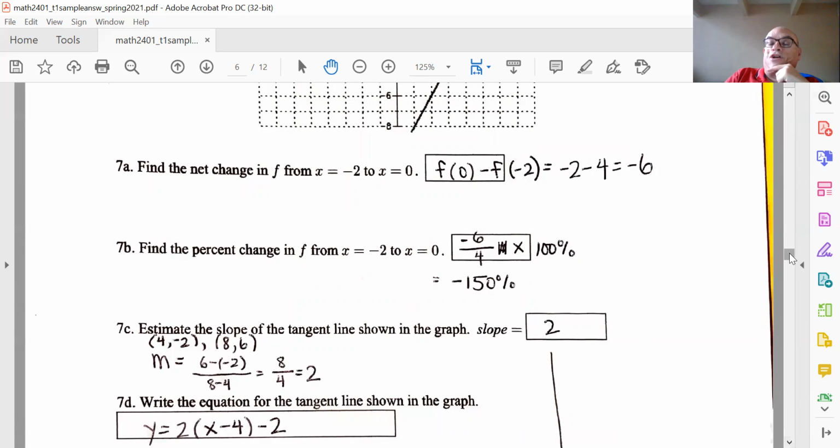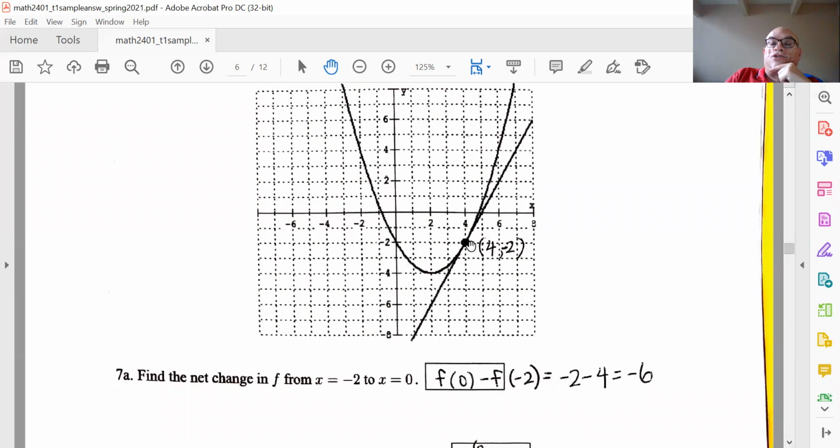Now, let's find the slope of this tangent line that's shown here on the graph, right? So we have this tangent line drawn here at the curve at 4 and minus 2, and we want to compute its slope. A tangent line is just a line, so of course you calculate its slope by using the slope formula for a straight line. And to use that slope formula, you need to have 2 points on the line.